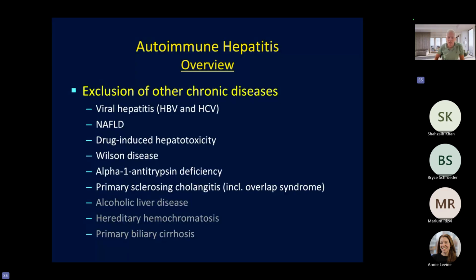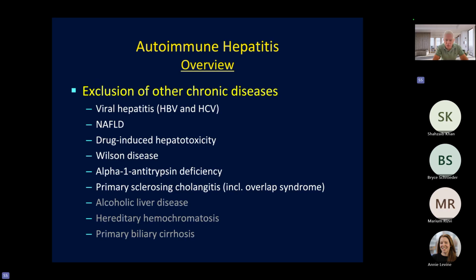The other diseases that we need to differentiate AIH from include obviously the viral hepatitis, and we'll be talking about both HBV and HCV in separate lectures as we move on with the year. Metabolic associated chronic liver disease, previously known as NAFLD. Drug-induced hepatotoxicity, and we have a separate lecture on drug-induced liver injury, which I'll be giving later on. Wilson disease, another separate lecture. And then we've already talked about alpha-1 antitrypsin deficiency.